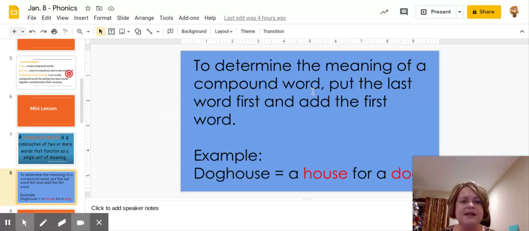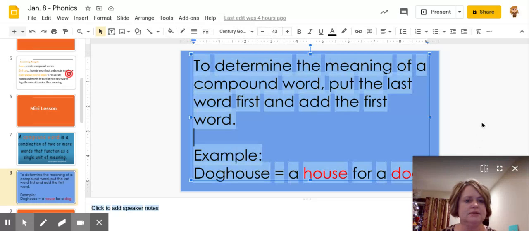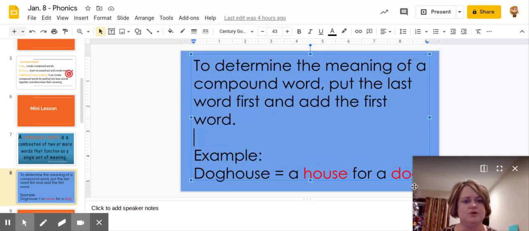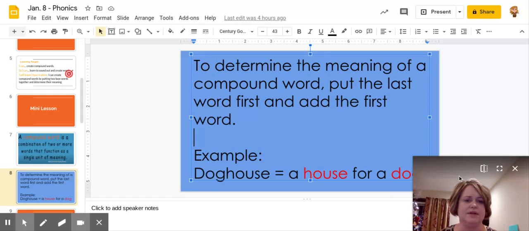To determine the meaning of a compound word, you're going to put the last word first and then add the first one. Let me show you what that means. Let me move my picture. See if it'll let me move me. Usually it does, but for some reason it's not going to let me move.